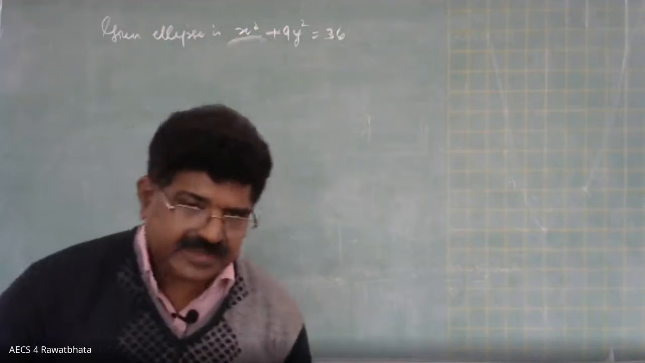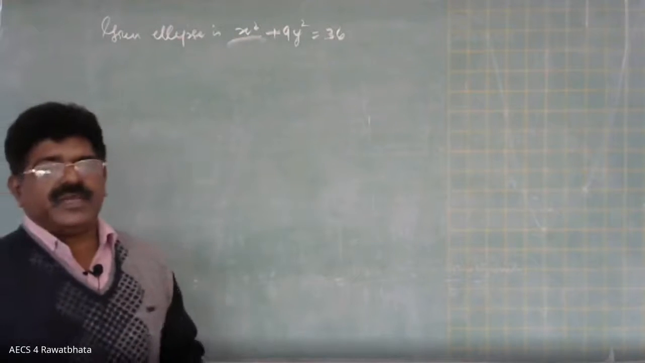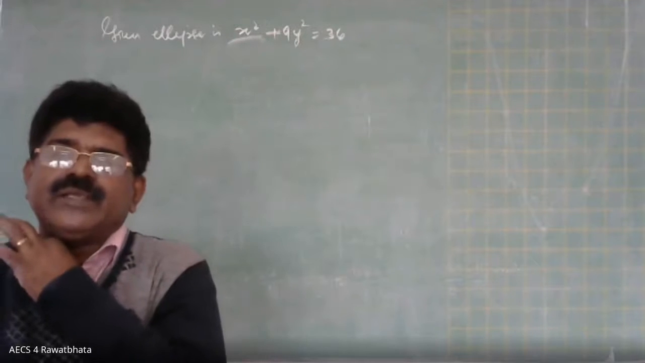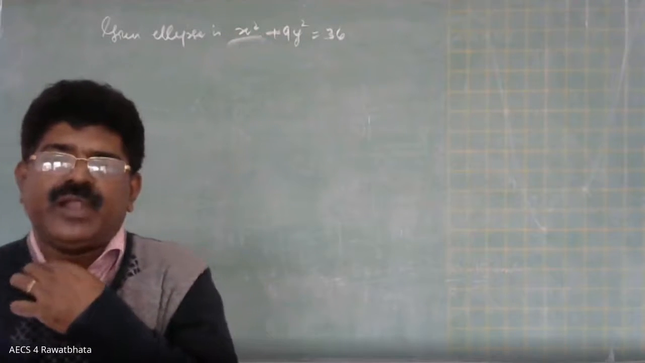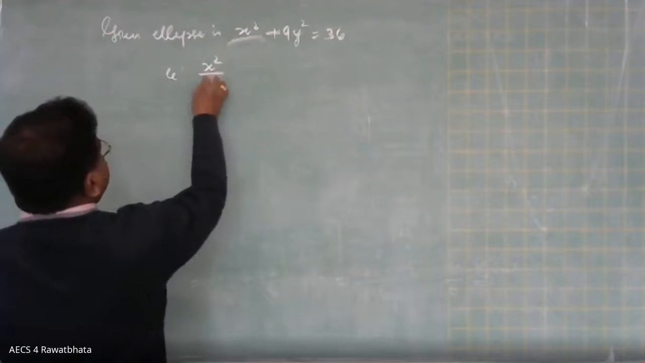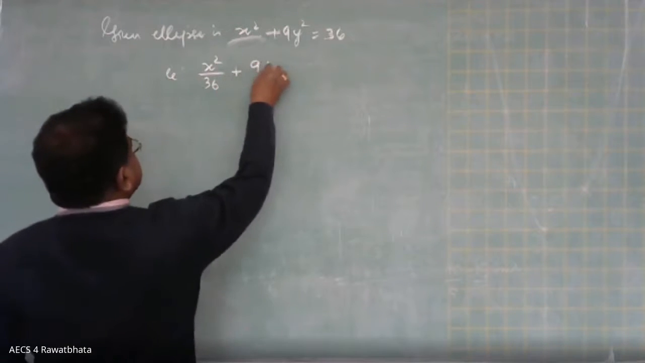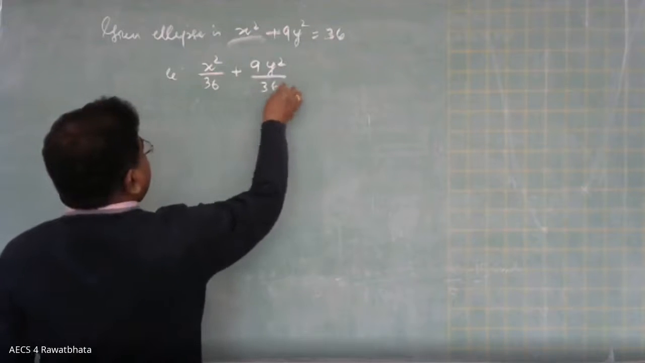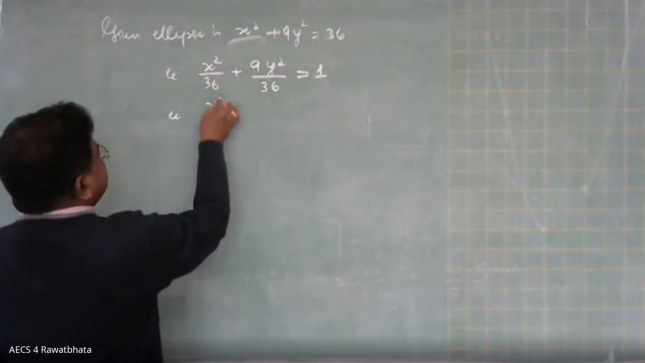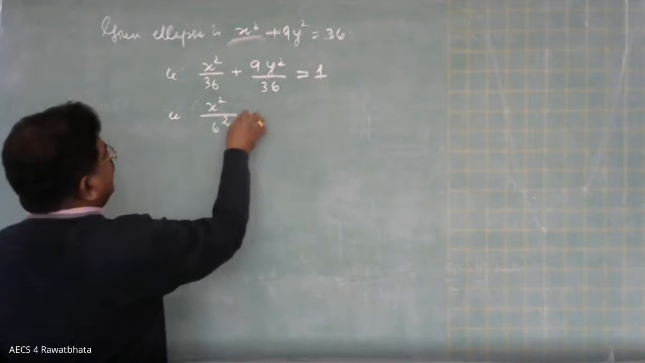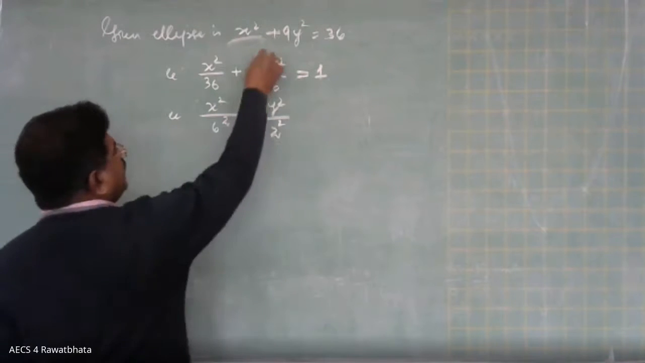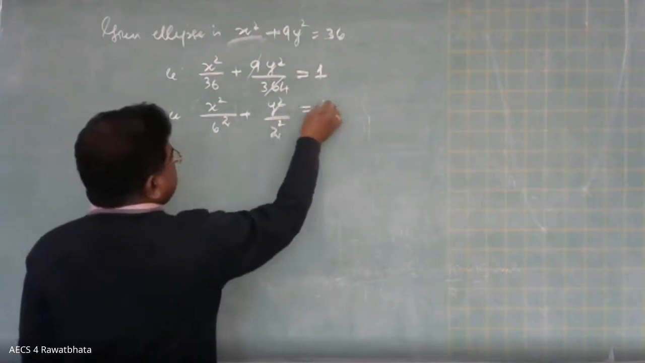So we have to write it in the standard form. What is the standard form of the equation of an ellipse? x squared by a squared plus y squared by b squared is equal to 1, correct? Now this is x squared by 36 plus 9y squared upon 36 is equal to 1, that is x squared upon 6 squared plus y squared upon 2 squared, that is 4, equal to 1.